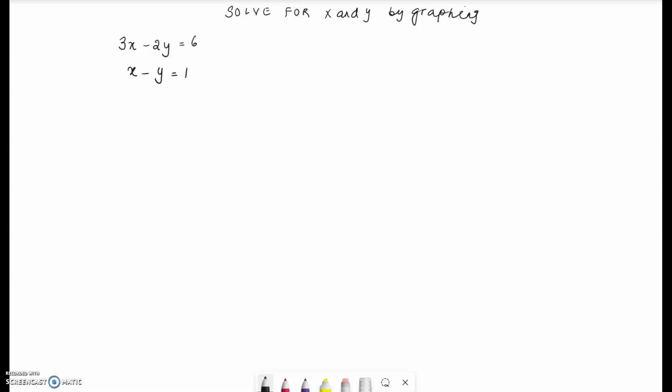So we're going to solve the pair of equations for x and y. If we need to solve for just x, we need one equation, and if we need to solve for x and y, we need two equations in x and y. So that's what we have here. So the first thing to do is to graph each equation. So that is what we need to do first.